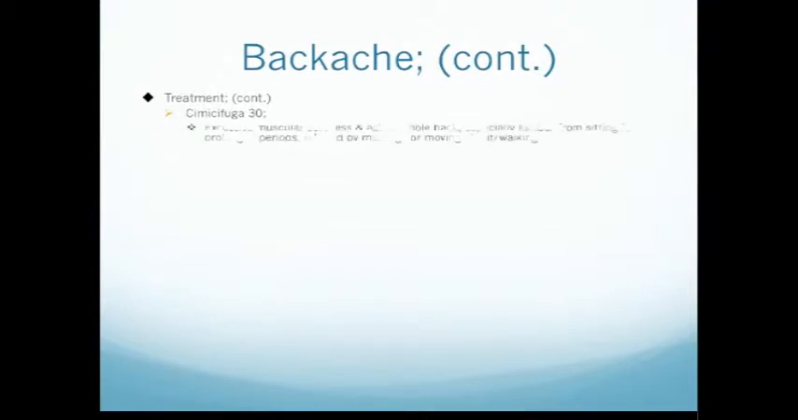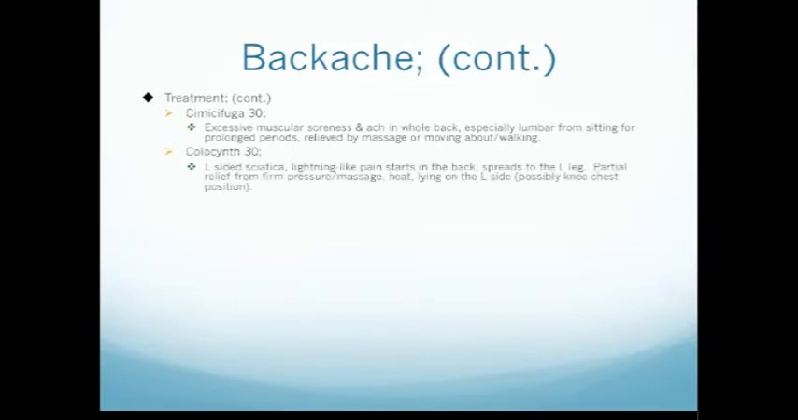Cimicifuga 30 is good for those with excessive muscular soreness and ache in the whole back, especially the lumbar or lower back area, from sitting for prolonged periods. It can be relieved by massaging or moving about and walking. Colocynth 30 can be used with those with left-sided sciatica, lightning-like pain that starts in the back, spreading to the left leg, usually down the back of the left leg. Partial relief may come from firm pressure and massage, heat, and also lying on the left side, possibly in the knee-chest position. Calcarea carb 30 is good for backache during pregnancy or after an abortion.